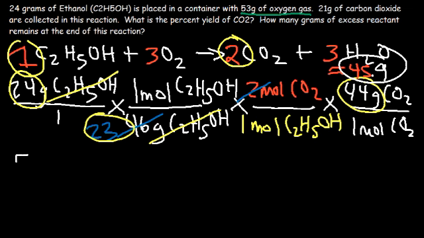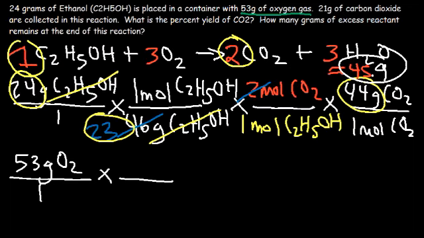So starting with 53 grams of O2 over 1, let's convert it to moles. The molar mass for oxygen is 16, so for O2 it's going to be 32 grams.